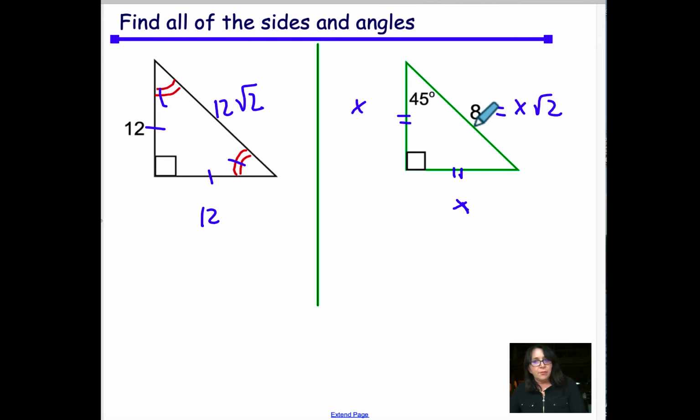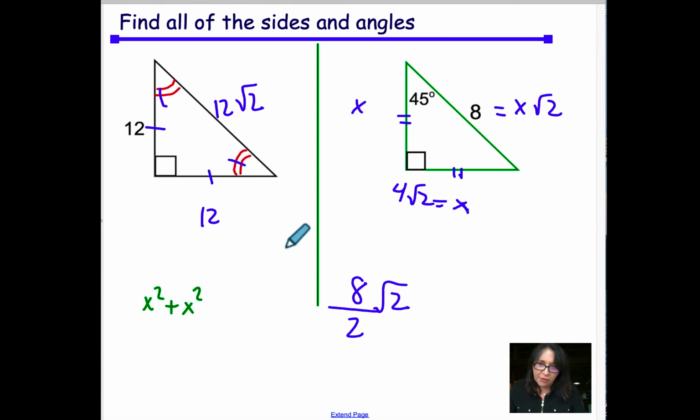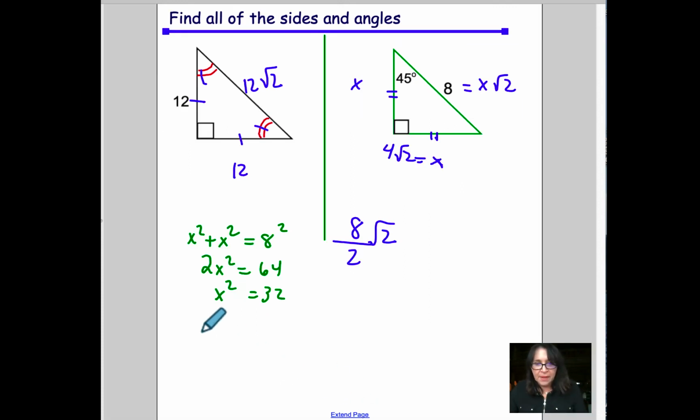Now, remember, if you forgot the formula that said take that hypotenuse and divide by 2 and multiply by root 2, which gives me x equal to 4 root 2, you have options. Option A is to use the Pythagorean theorem, which is just x squared plus x squared, because they're the same value, it's 45, 45, 90, is equal to 8 squared. So 2x squared equals 64, x squared equals 32, and x is equal to the square root of 32, which is the square root of 16 times the square root of 2, which is 4 root 2.